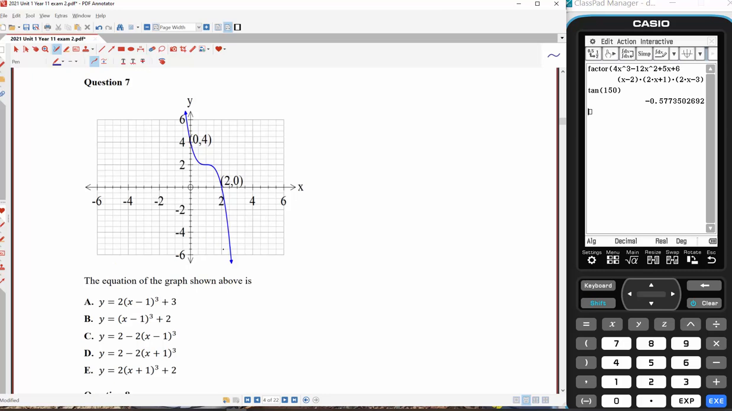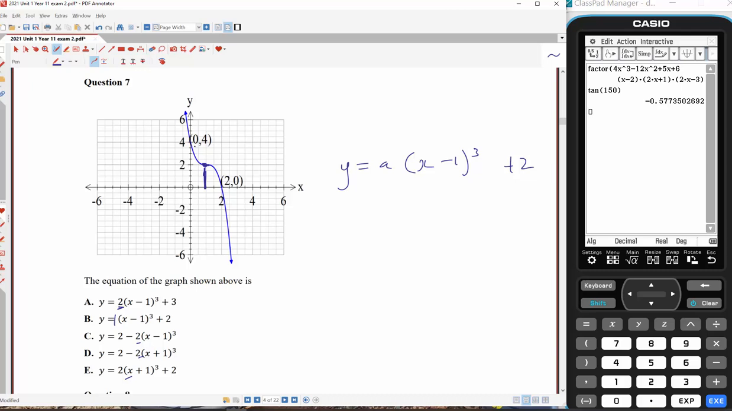Okay, the equation of the graph shown above is, so it's a standard cubic that's been inflected. So what I'm noticing here, I'm just having a quick look at the answers. This has got no dilation, this has. So I'm going to assume that there's some sort of a dilation here. So I'm going to go y equals a, x, so how far is it shifted? x take 1 cubed plus 2.